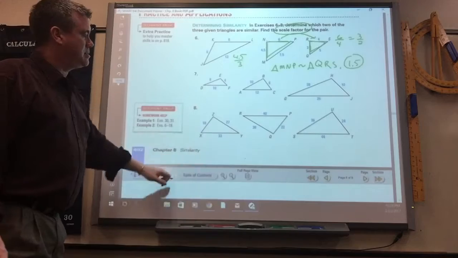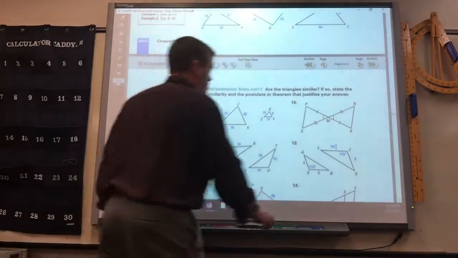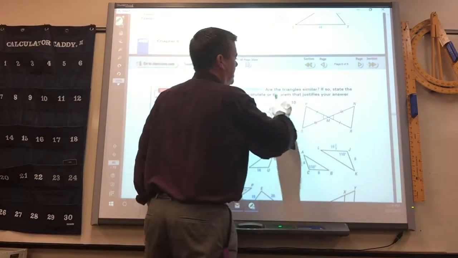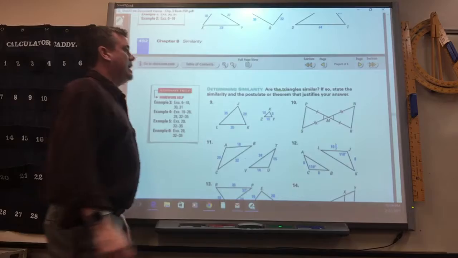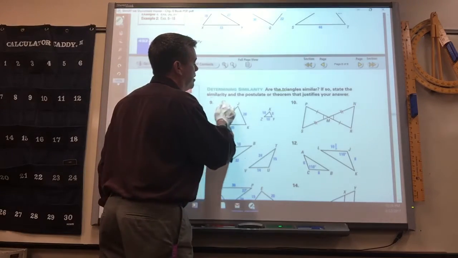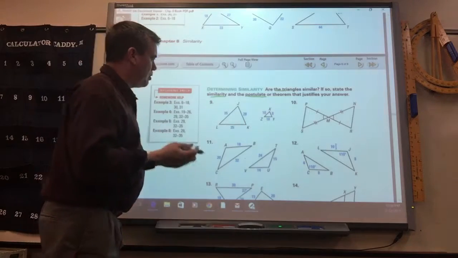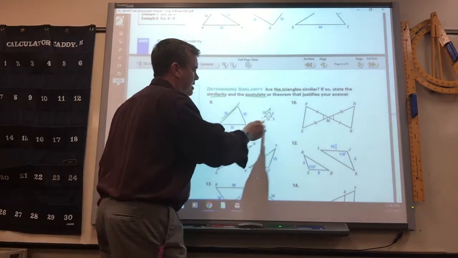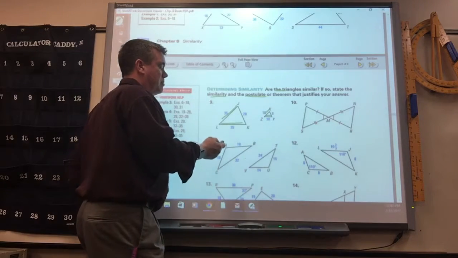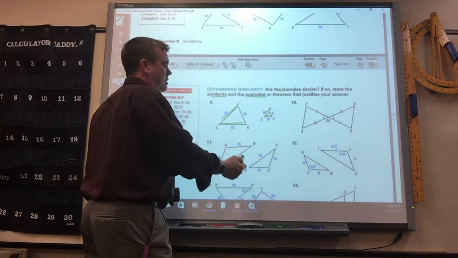So these two are done the same way. Here also, are they similar? If it's no, you just put no and you're done. If it is, you got to state the similarity and the postulate. So when we check this, 10 to 35 and 10 to 35 are the same. But we got to figure out, is it the same as 8 to 28?